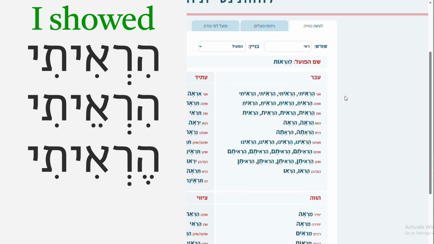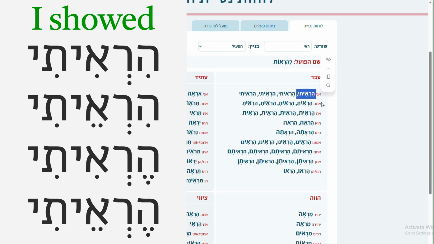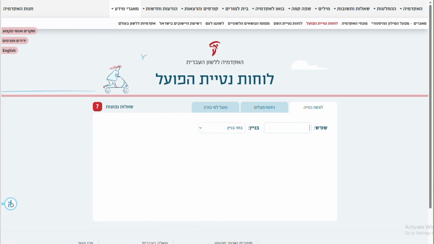These are 2 irregularities that you can choose to use in a hifil past tense verb if the last root letter is hey/yod, or the first root letter is resh, respectively. Since this root begins with resh and ends with hey/yod, we can also use both. Her'eti, I showed. One more note for today.